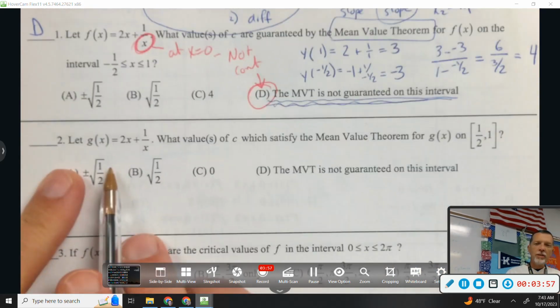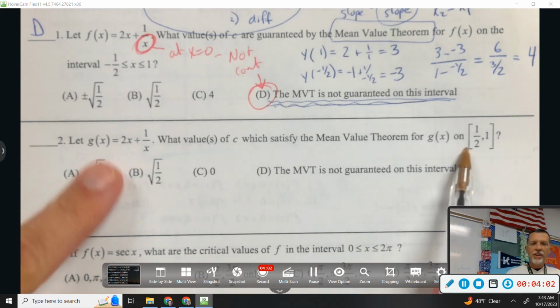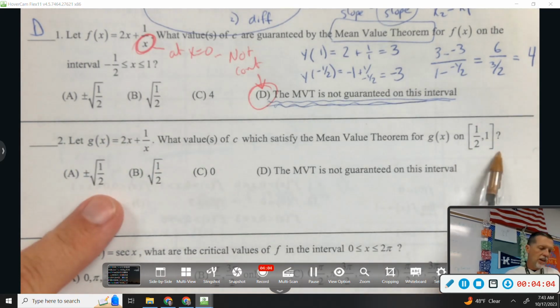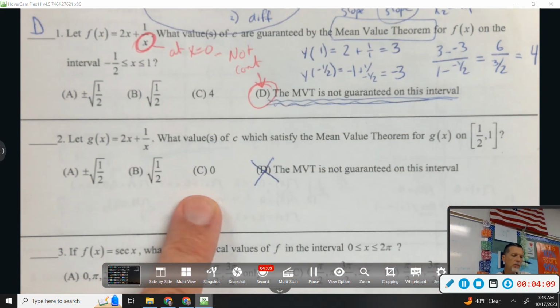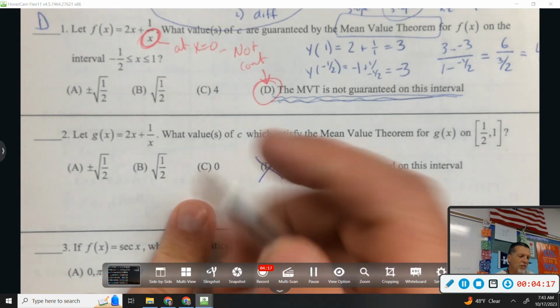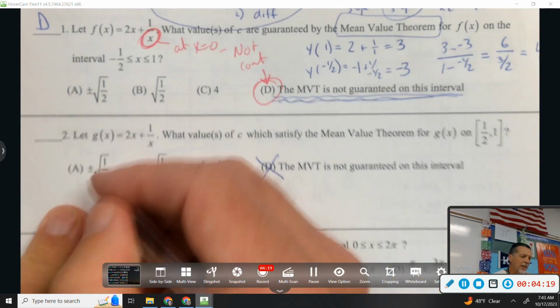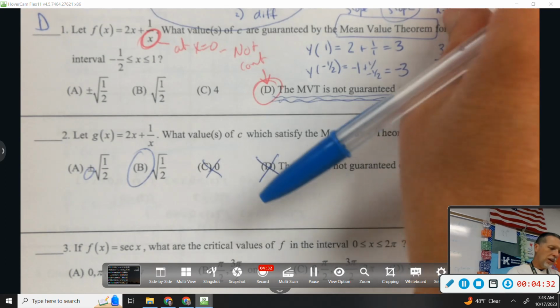Number 2, I'm going to save and do later, but it's kind of the same question, but the interval is good. There's not any problems with 1/2 to 1, so I can throw out D. Zeros, in fact, I didn't mean to do number 2, but what values, they've got to be on this interval. 0 is not on that interval. Negative is not on that interval. So, yeah, you hope you get one that easy. I didn't even have to do the problem. I could rule out all the bad answer choices and get B.